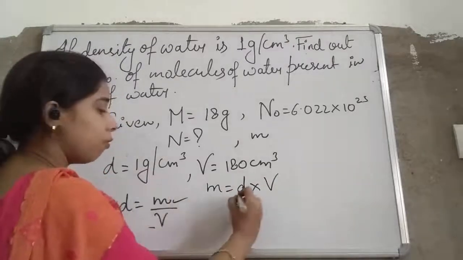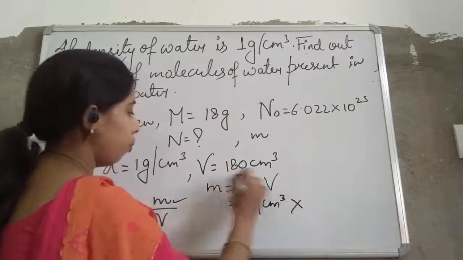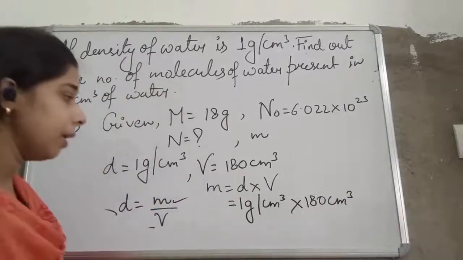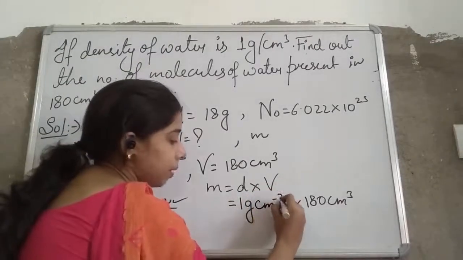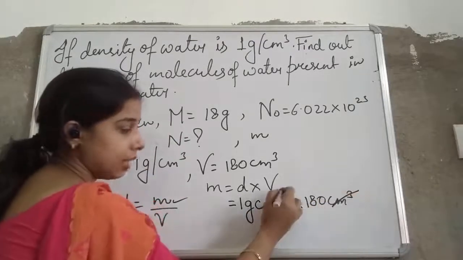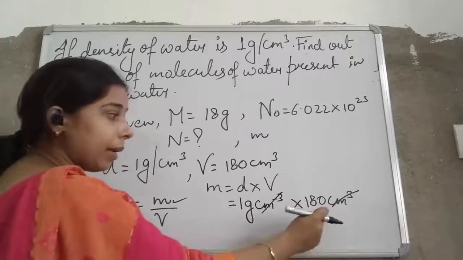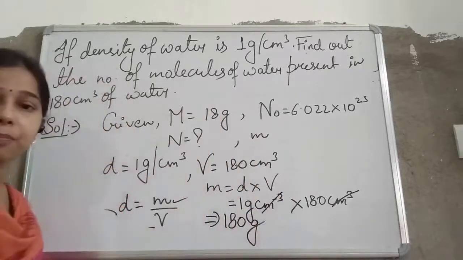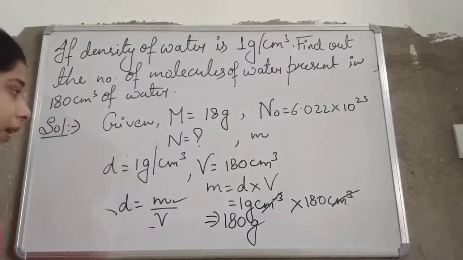So this will be 1 gram per centimeter cube into 180 centimeter cube. Per centimeter cube and centimeter cube will cancel each other, because it will be centimeter cube upon centimeter cube. Now 1 gram into 180 will be equal to 180 gram. So the mass of the given water is 180 gram.